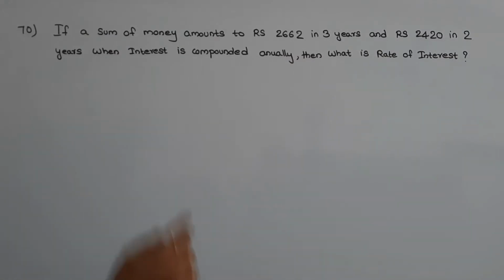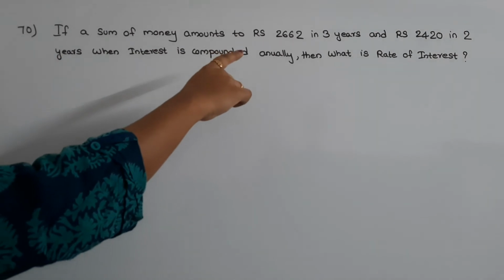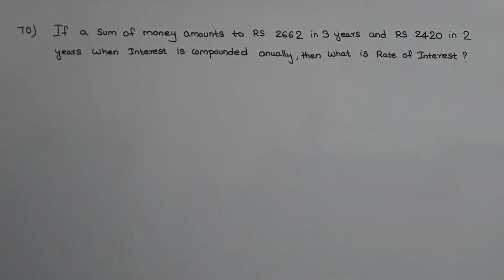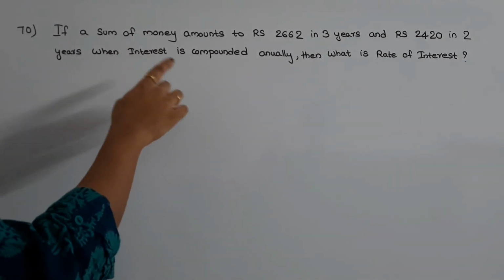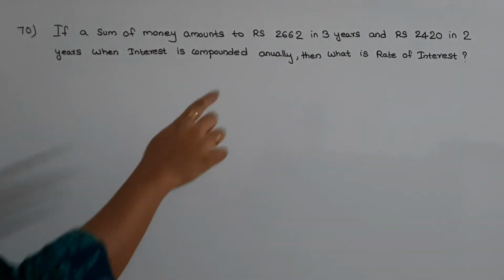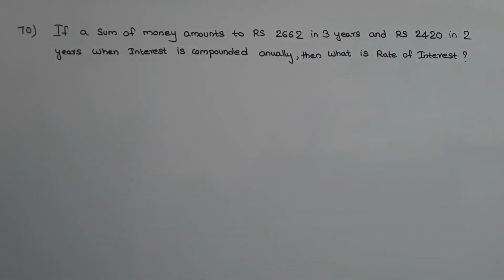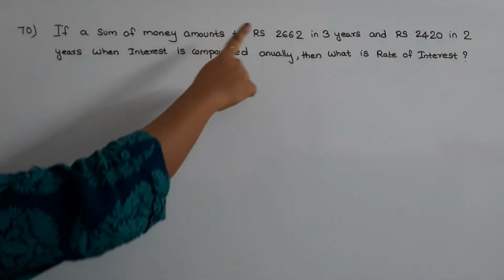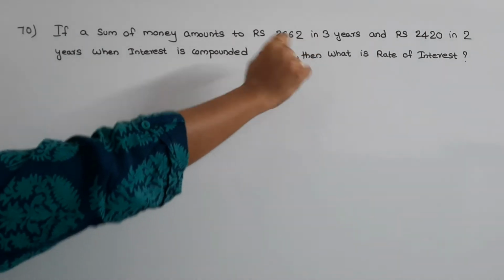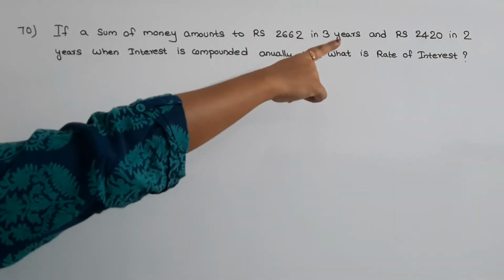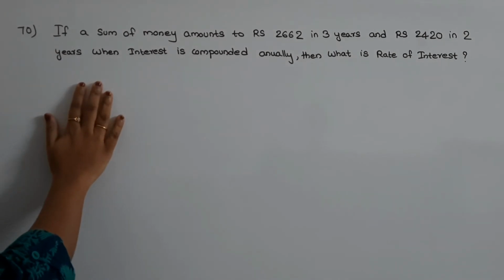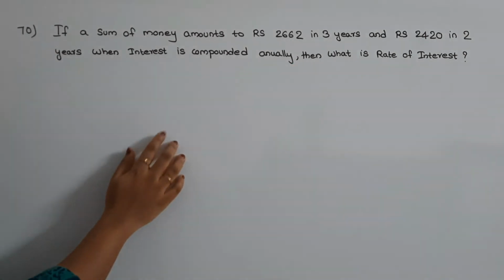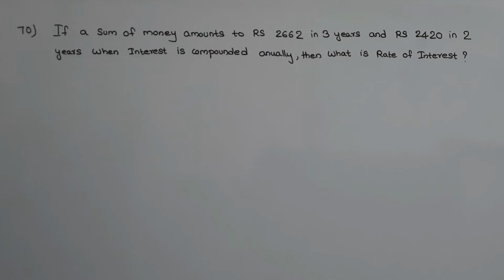70th question is: if a sum of money amounts to rupees 2662 in 3 years and 2420 in 2 years, when interest is compounded annually, then what is the rate of interest? In this question they have given two situations. In the first situation, the amount is this one and the time period is 3 years. In the second situation, the amount is 2420 and the time period is 2 years. We need to find out the rate of interest when the interest is compounded annually.